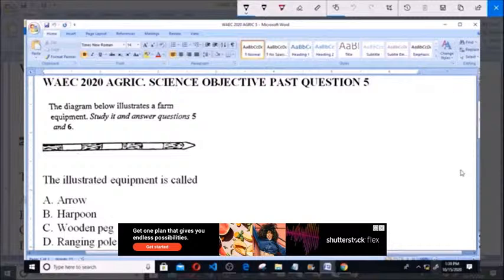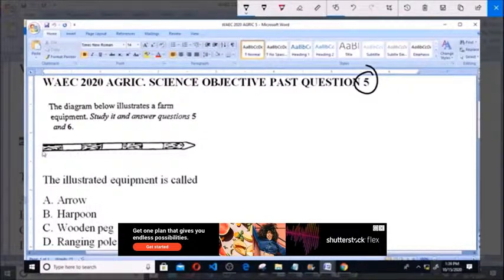So you have a diagram with a farm equipment on it, and we are using it to answer questions 5 and 6. So this is question 5. The illustrated equipment is called A. Arrow, B. Harpoon, C. Wooden peg, D. Ranging pole.